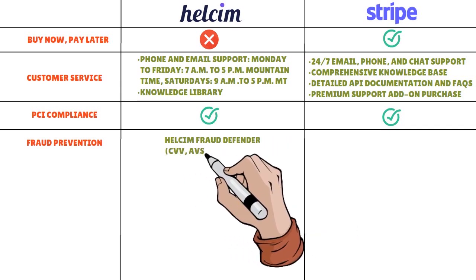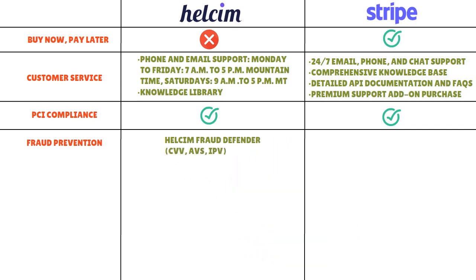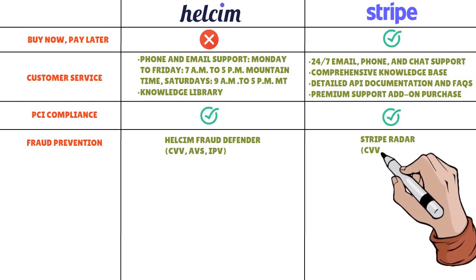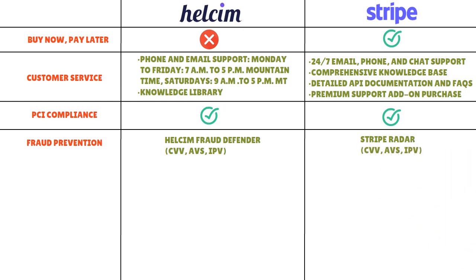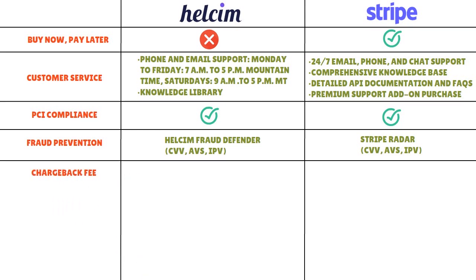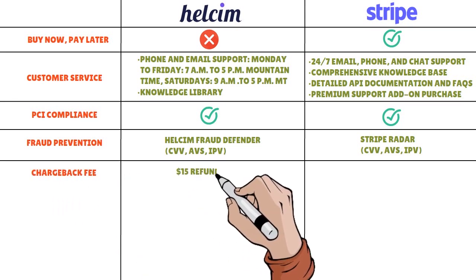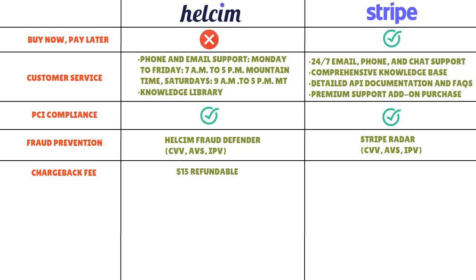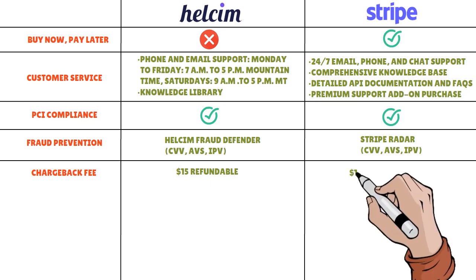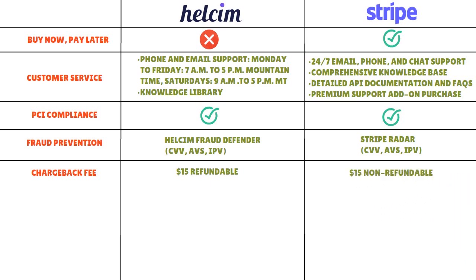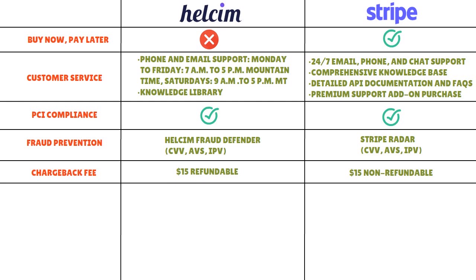So Helcim does have a Helcim fraud preventer, and for Stripe, you have the Stripe Radar, and those two players do have three fraud prevention protocols: CVV, AVS, and IPV. In terms of chargeback fee, those two are charging you $15. With Helcim, it is refundable. With Stripe, it is non-refundable. So you can see that here, Helcim takes a slight edge.